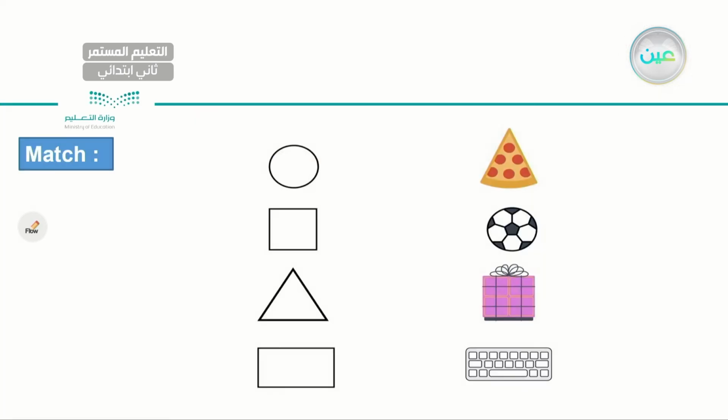Now, I have different shapes on both sides, but let's try to match them with the one that they look much like. For example, I have a circle. Which item on the other side looks like a circle, my dear student? That was easy. The football. The football looks like a circle. Very good.